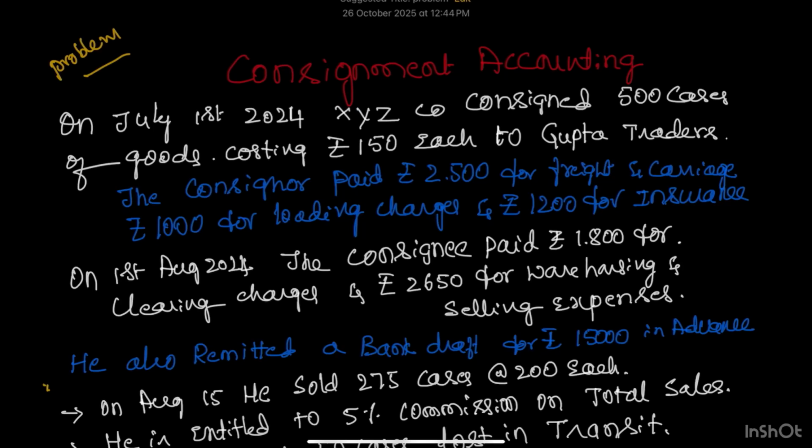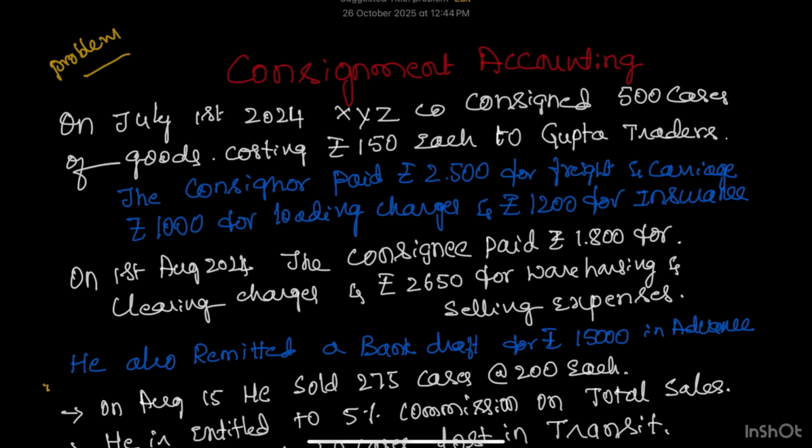Today I have taken a problem related to consignment accounting. In the previous video, I gave the details about the consignment, the meaning, the details of commission paid, and the format of the consignment account. So go through the previous video to understand it better. Today's problem relates to consignment where the consignor is going to transfer the goods to Gupta traders for consignment purpose.